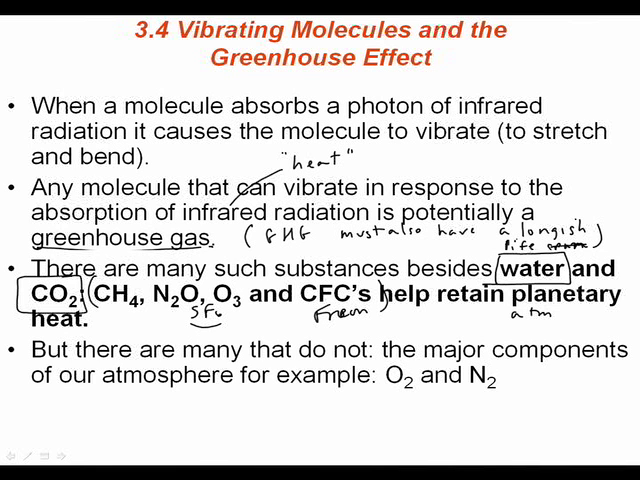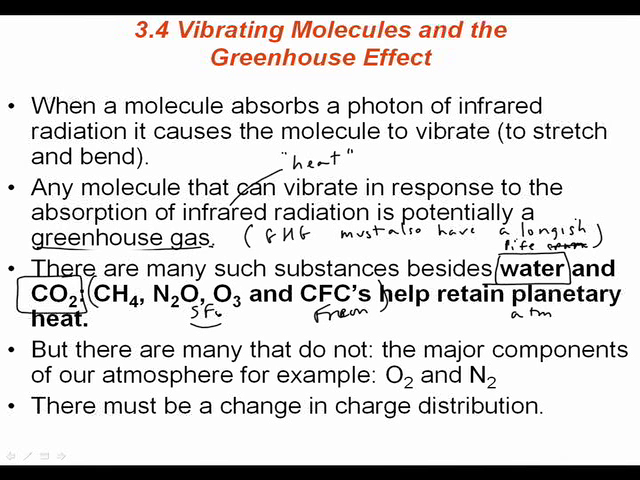Right? Why? Because as they vibrate, there must be a change in charge distribution as they vibrate. As they bend, as they stretch, you've got to see a change in where the electrons are. And for something like O2 and N2, they're perfectly symmetric. So you can't tell that as one side gets farther, the other side gets farther, and they're perfectly balanced. Right. Okay.